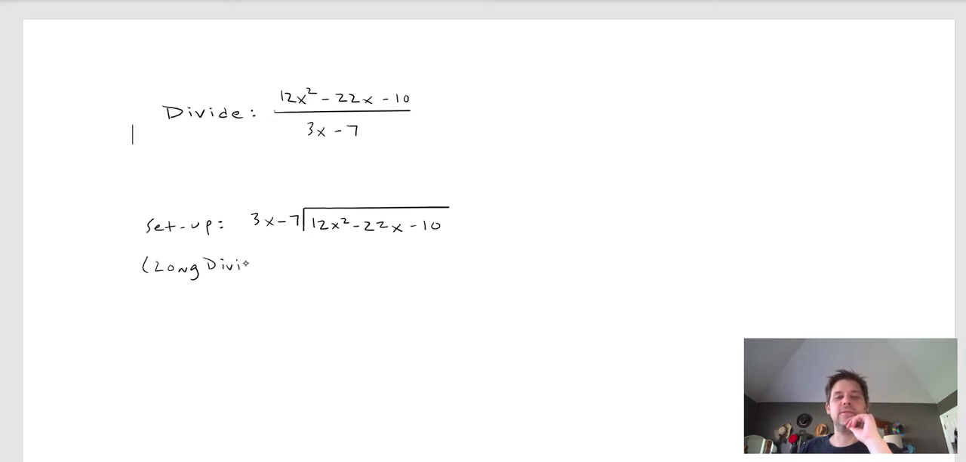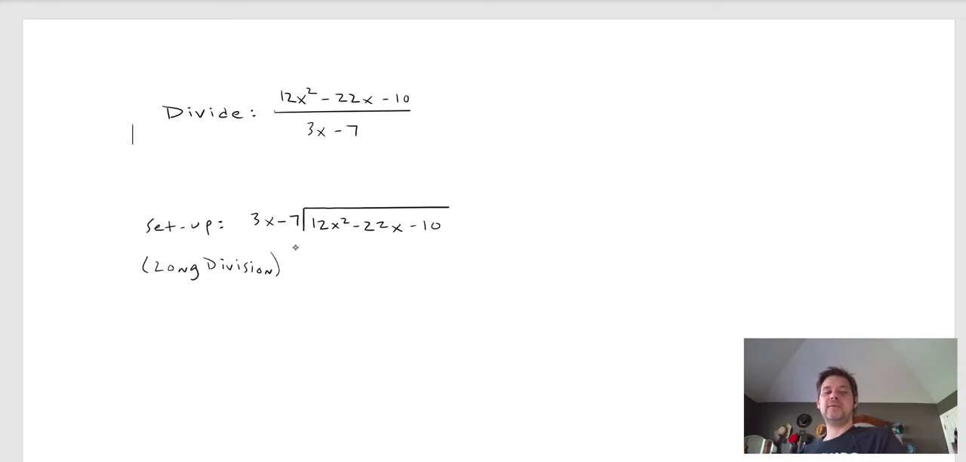Let's try to do this example division problem, specifically with long division. Obviously we would know it's a division problem if it says to divide, or if we have this fraction bar right here, meaning 12x squared minus 22x minus 10 divided by 3x minus 7. That's like the signature of a division problem, either way you see it.